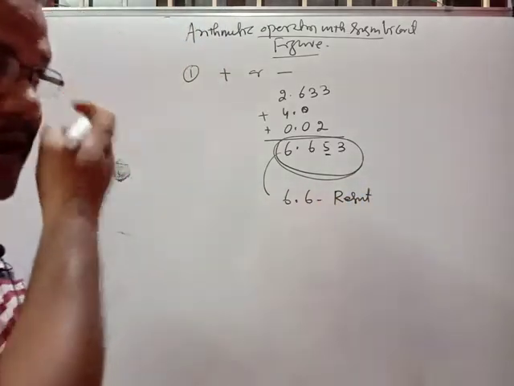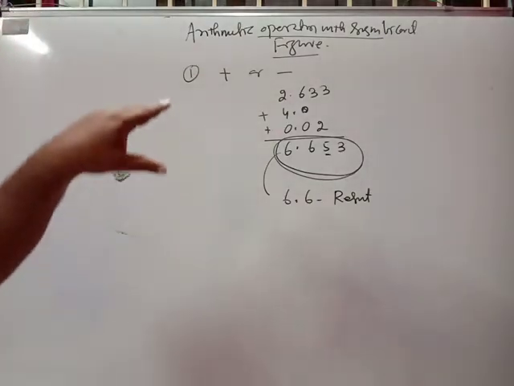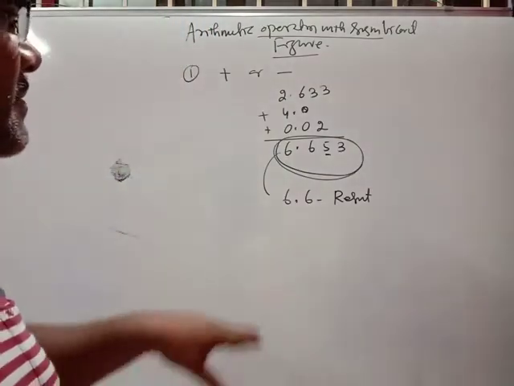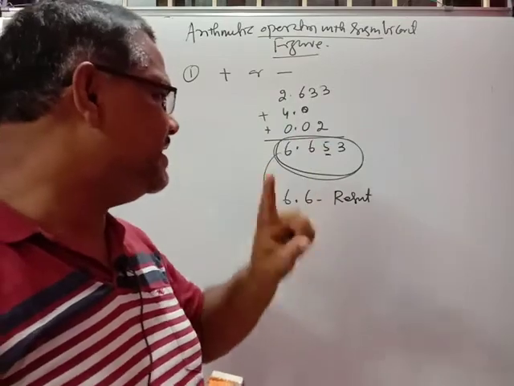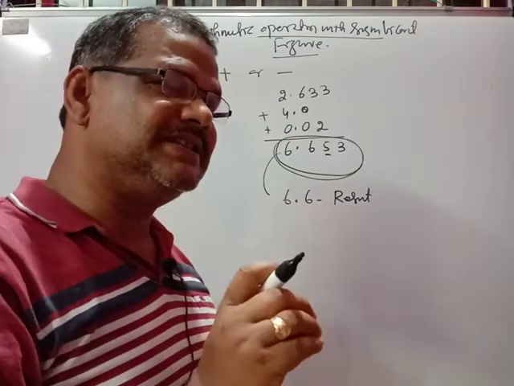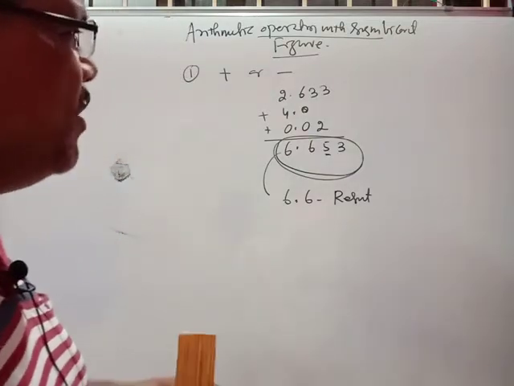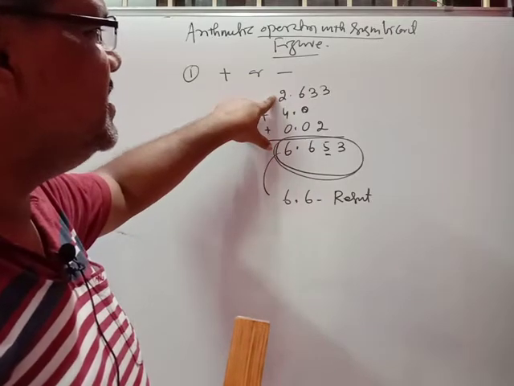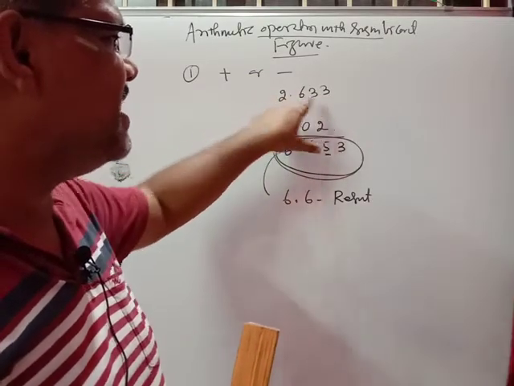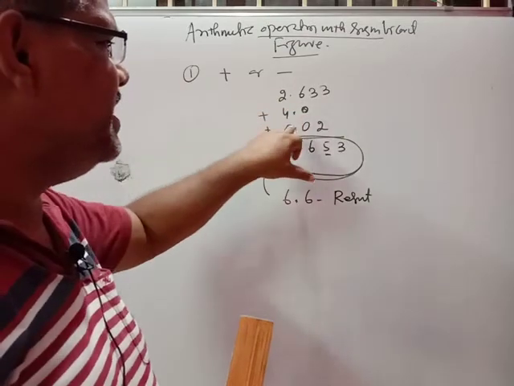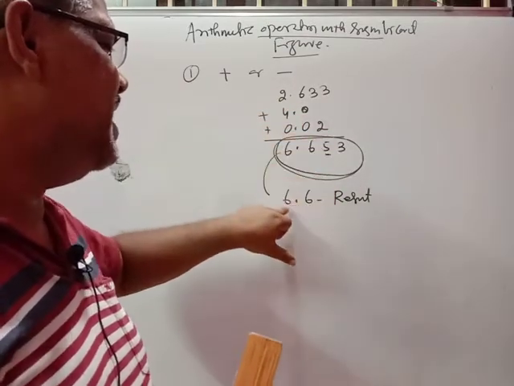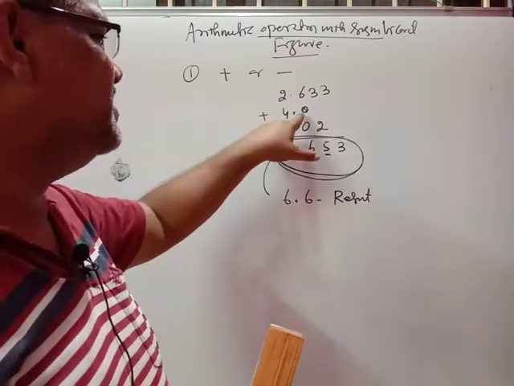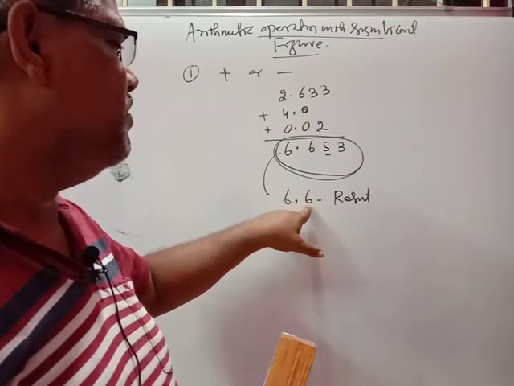So what happened here in the case of plus or minus? If different numbers are added or subtracted, the result obtained will attain the minimum number of digits after the decimal point of the individual quantities. Here one has 1 digit after the decimal point, the others have 2, so the result should be rounded off to the minimum number of digits after the decimal point, that is 1, and we use 6.6.